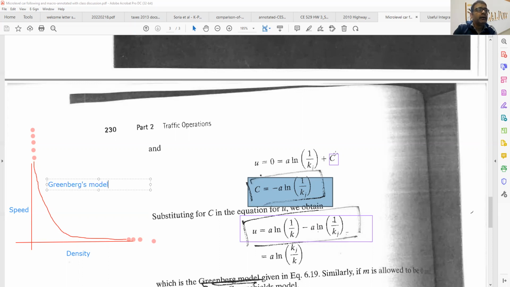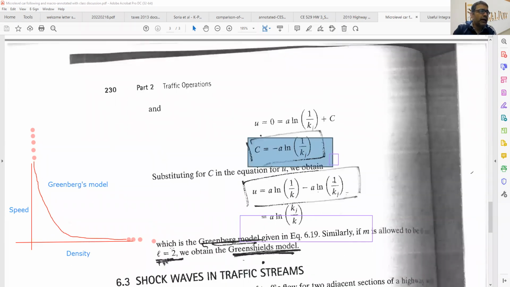And this is what I was talking about earlier. This is my Greenberg's model, but if M is allowed to be 0 and L is equal to 2, we obtain the Green-Shields model, which happens to be the homework problem that I've assigned to you, due next week. With that, I'm going to stop this discussion. If you have any questions, please feel free to reach out during office hours. I look forward to speaking with you.